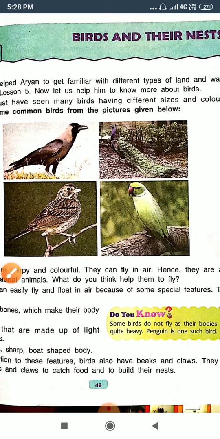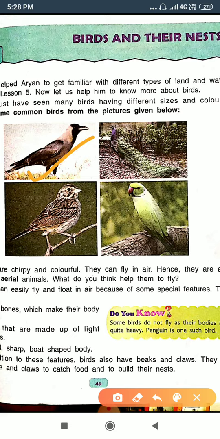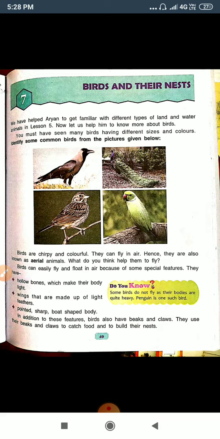See the picture. Here you will see a crow, a peacock, a sparrow and a parrot. Okay, so these are the diagrams of different birds, and you can see the shape of their body. So the first question is, what are the colors of the birds? Birds have different colors. Red, green, black, blue, these are the colors of birds. And birds are chirpy and very colorful. Okay, and they can fly in the air.